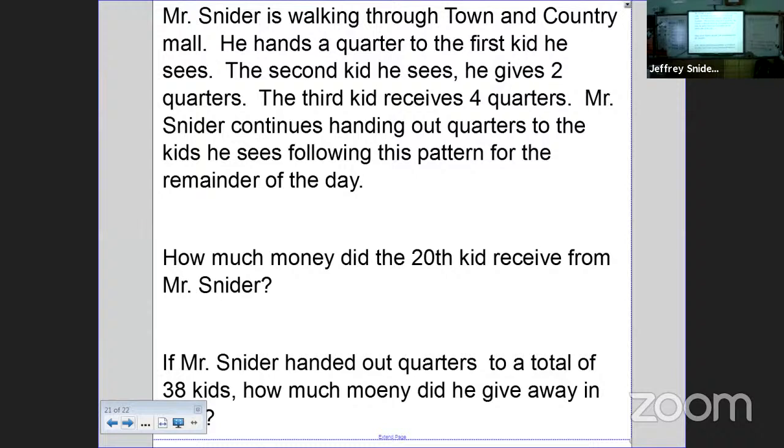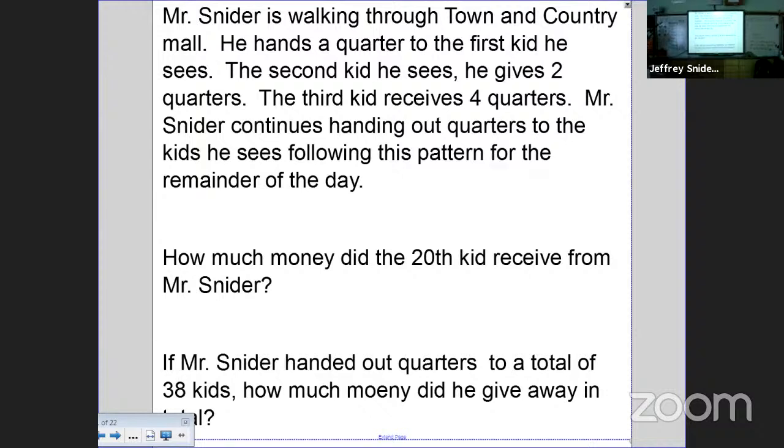Mr. Snyder's walking through Town and Country Mall. He hands a quarter to the first kid he sees. The second kid he sees, he gives 2 quarters. Third kid, 4 quarters. Mr. Snyder continues handing out quarters to the kids he sees, following this pattern for the remainder of the day. All right. How much money did the 20th kid receive from Mr. Snyder? And if Mr. Snyder handed out quarters to a total of 38 kids, how much money did he give away in total?